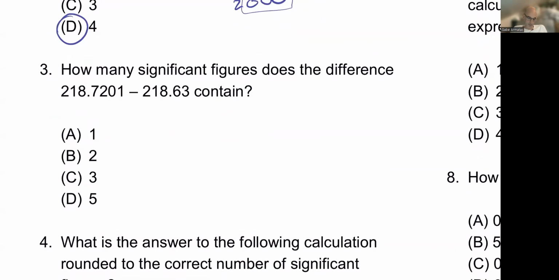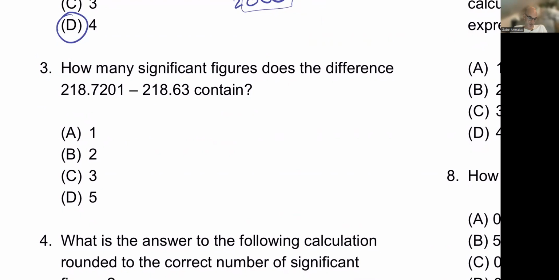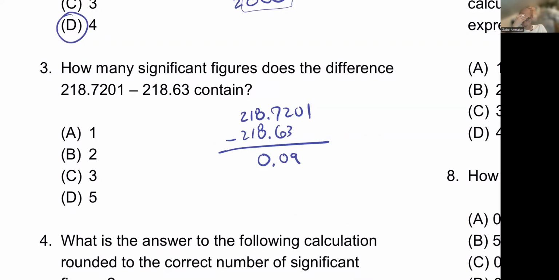All right. How many significant figures does the difference of this math have? So do the math. 218.7201 minus 218.63. There's a couple of ways that we can do this. We're going to subtract that, and the calculator should give you 0.0901. And now we have to make a decision.